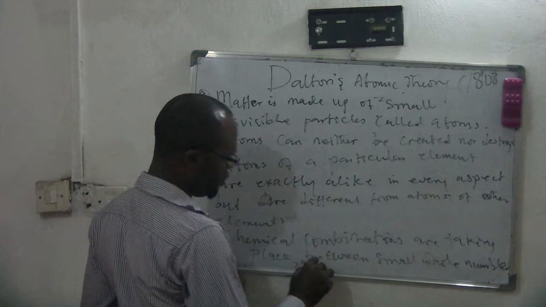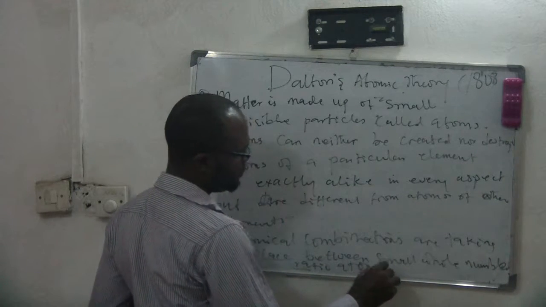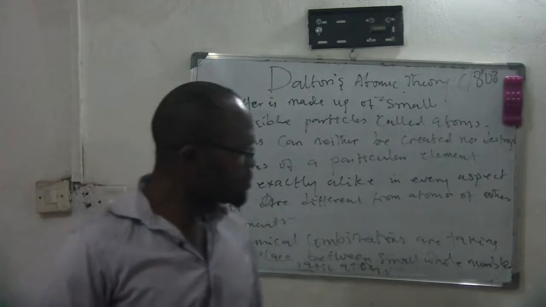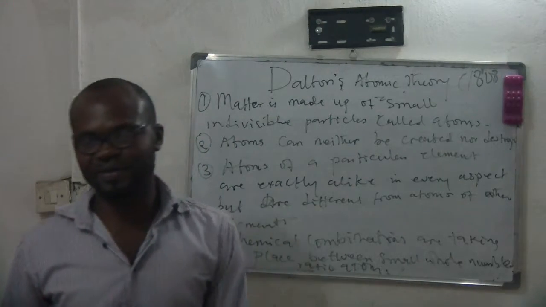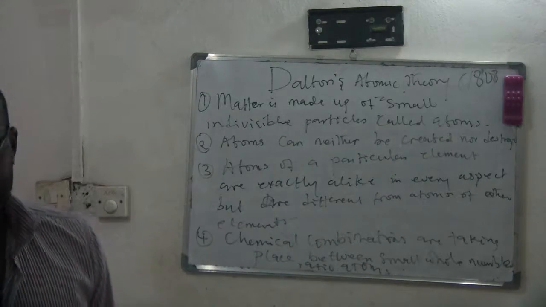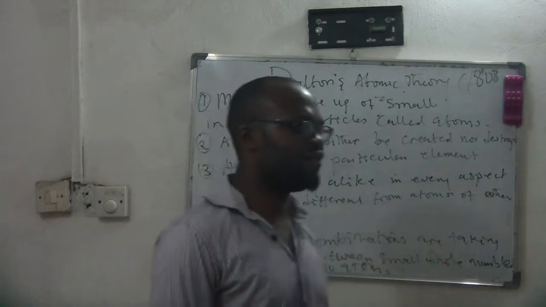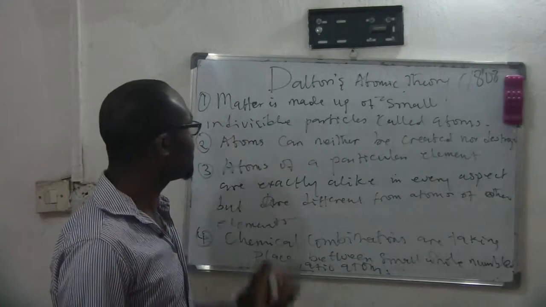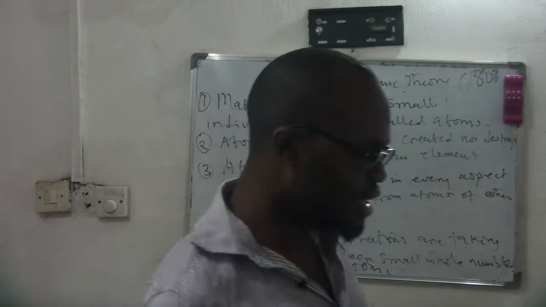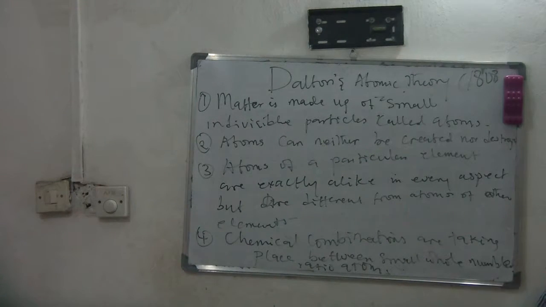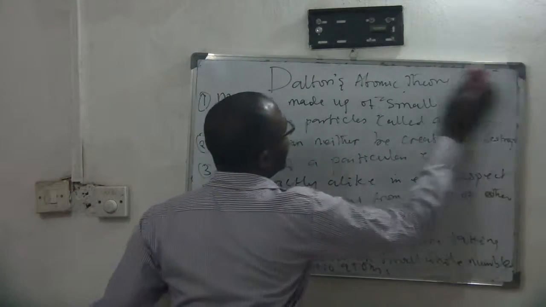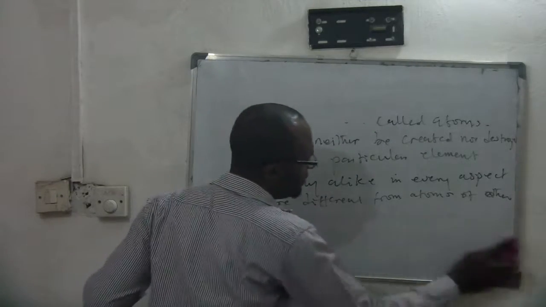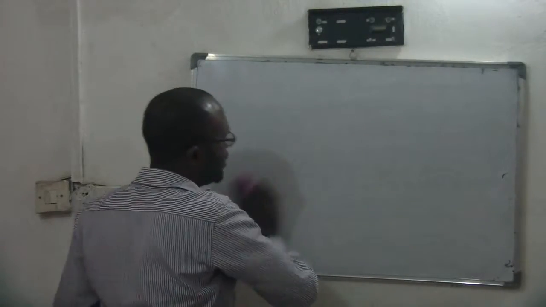Small whole number ratio, atoms, law of simple proportions. We find out that most of these statements of Dalton's atomic theory have been proven wrong. But for you to have a proper understanding of atoms, it's good that you know these four statements of Dalton's atomic theory. Is that clear? Good.